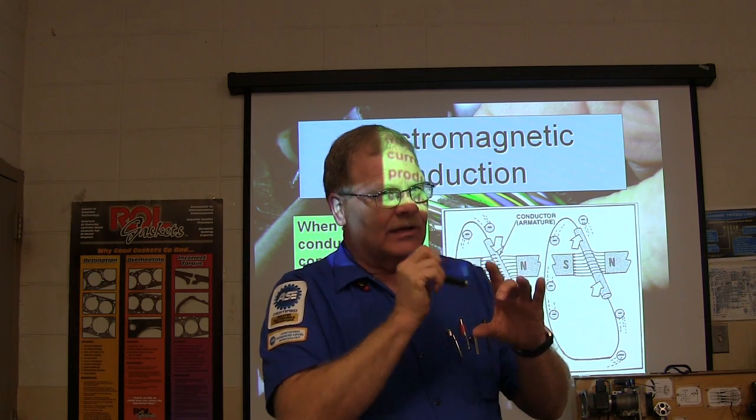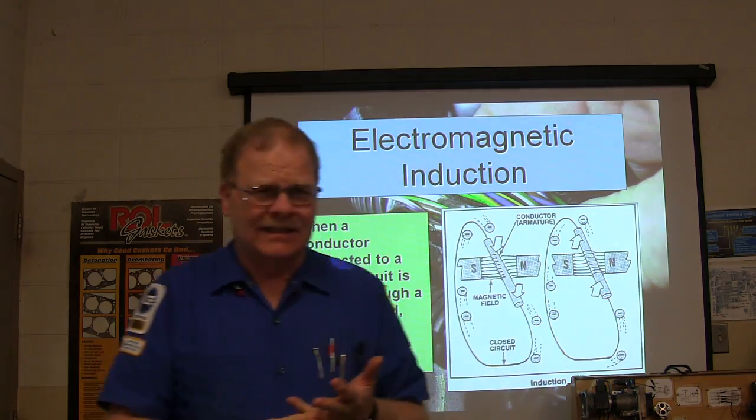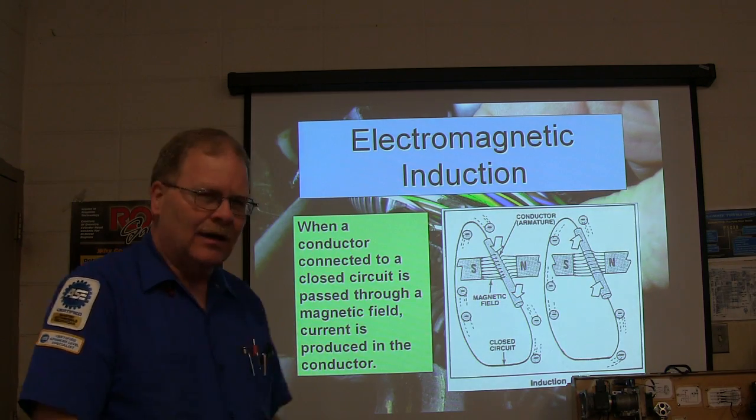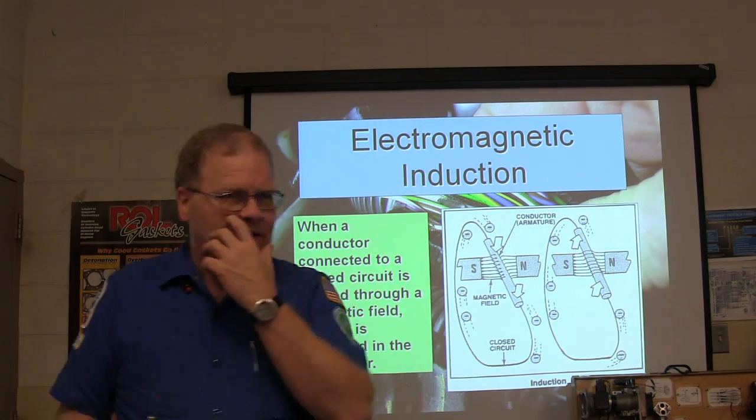Because that magnetism is going to create current, that's how an alternator works. That's how these sensors work. Like on that thing right there, you get a little magnet in there. If you get an iron core, it makes it stronger.